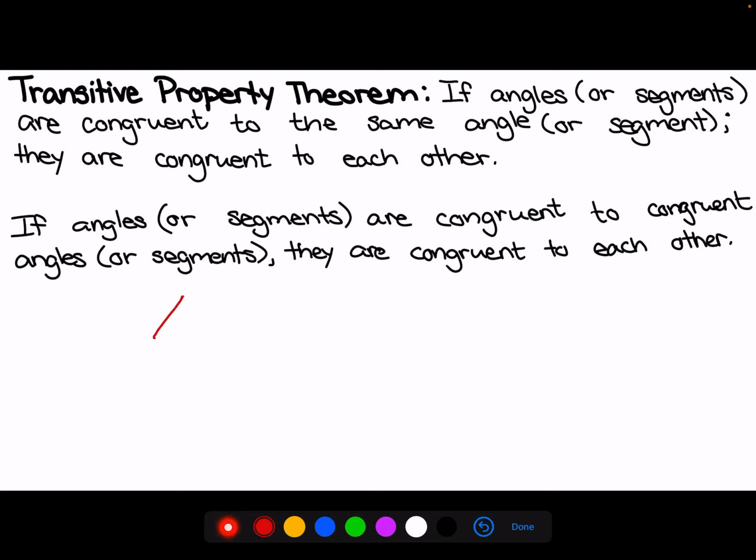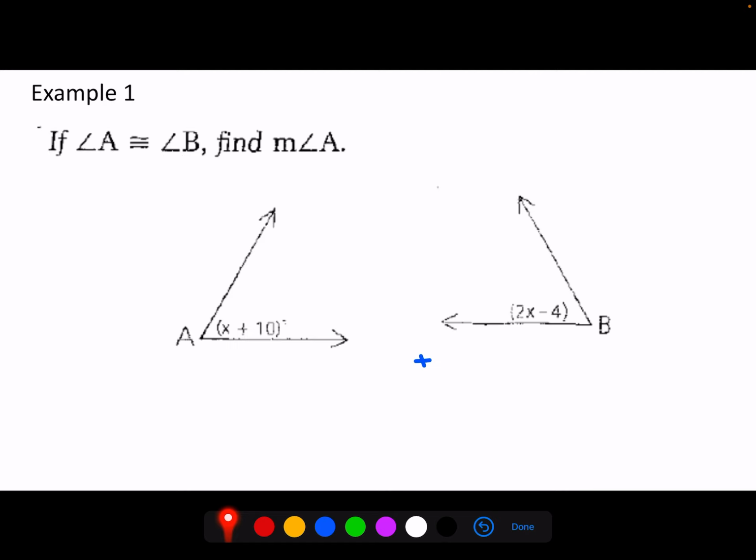Meaning if angle A is congruent to angle B, and angle B is congruent to angle C, I can say that A is congruent to C. That's all it's saying. If angles or segments are congruent to congruent angles or segments, they are congruent to each other. All right, so let's go ahead and try out the transitive property, see if we understand what's actually happening here. So if A is congruent to B, find the measure of angle A.